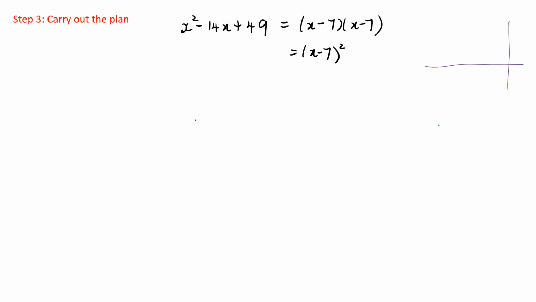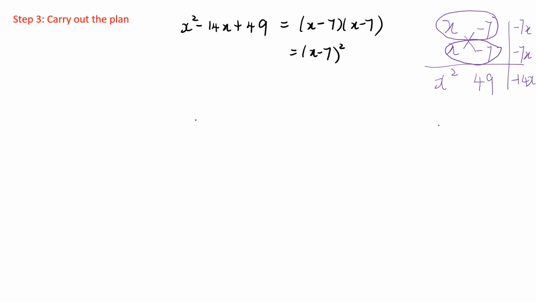Now we come to step 3, which is actually the most interesting part, that is to carry out the plan. You have the ideas already. How are we going to carry out the plan? Yes, we're going to factorize the denominator and we get x minus 7 multiplied by another x minus 7. If you've forgotten how to do that, you can use the cross method.